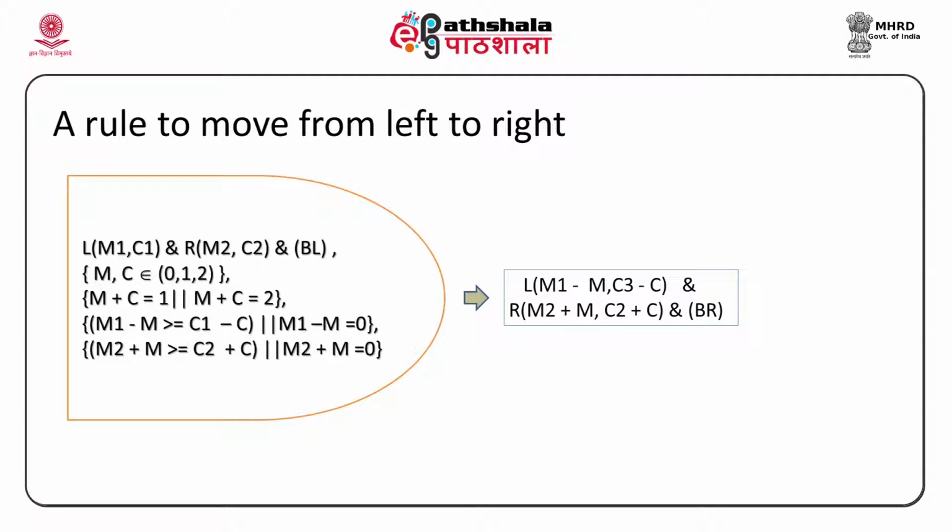And otherwise, if M1 minus M, the total number of missionaries on the left hand side, is 0, then it is fine. Similarly, with M2 plus M, the number of missionaries we are now going to have on the right hand side must be greater than or equal to the number of cannibals on the right hand side. Okay. So, the next condition represents that.